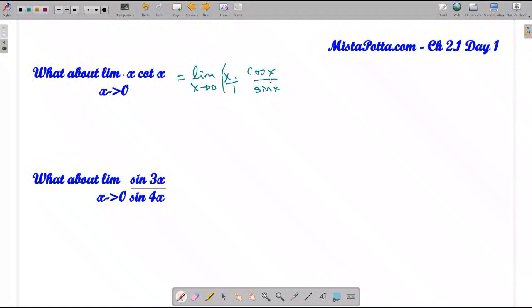So I'm really taking this limit, but multiplication is commutative. It doesn't matter in which order I multiply. So I could just as easily write this as the limit as x approaches 0 of x over sine x times cosine x over 1, because I can easily just switch these two terms here.